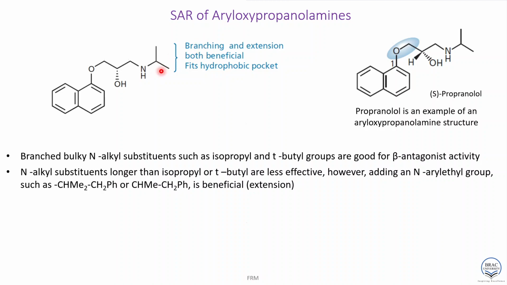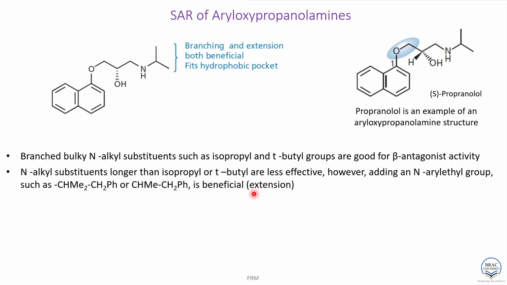So isopropyl or tertiary butyl groups are optimum. That means you cannot increase the carbon or chain size beyond that; anything longer than isopropyl or t-butyl will reduce the activity. However, there are aryl ethyl groups. With groups such as aryl ethyl, like this structure CH2 phenol and this aryl group, or if we add an aryl group and alkyl, aryl ethyl groups will be beneficial.